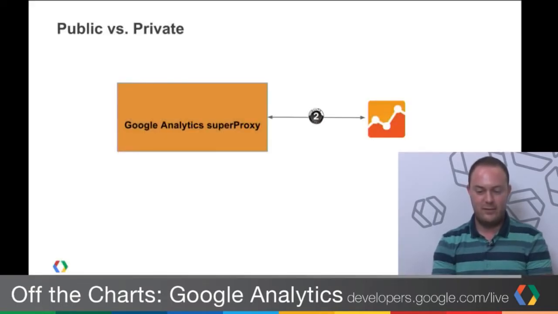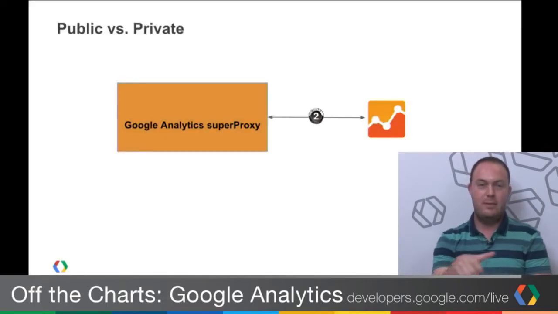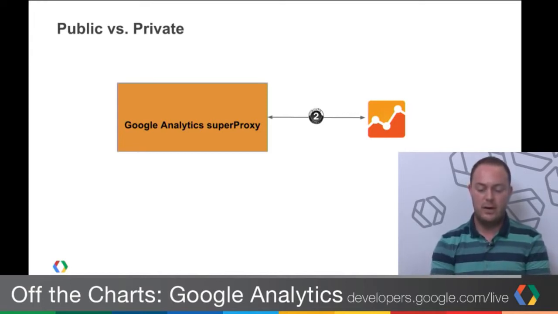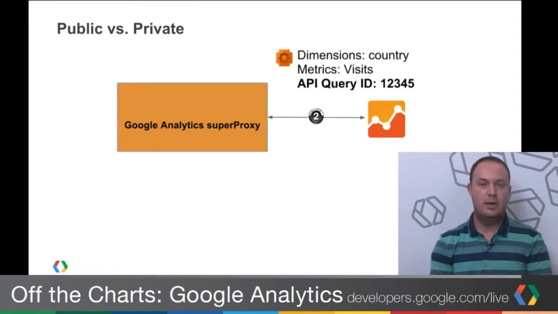But let's take a step back for a second and think about what this actually means when you say public versus private. What does that mean? So it's an AppEngine web application, right? The superproxy runs on AppEngine. And you're the admin of it, so you deploy it and you run it and you manage it. Once you've authenticated, that's all taken care of for you, the tokens and things. And what you do then is you create a query, and you say, I want to make new data public. So you go in there, you create a query, and you specify what the query should be, what dimensions and metrics, so kind of the standard stuff that you would do for any core reporting.